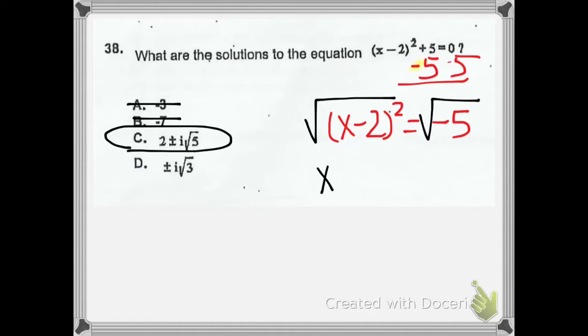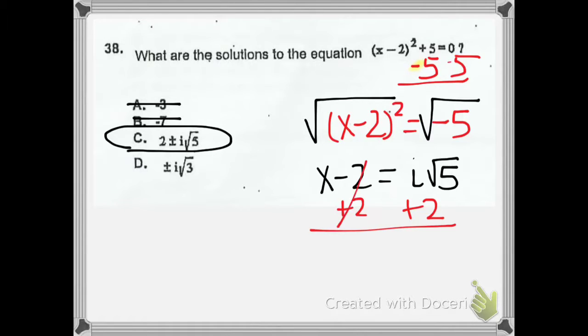To continue, that's x minus 2 equals i times the square root of 5. And then to eliminate the negative 2, you want to do positive 2 on both sides. So that's how you get the answer choice C. x equals 2 plus or minus i times the square root of 5.